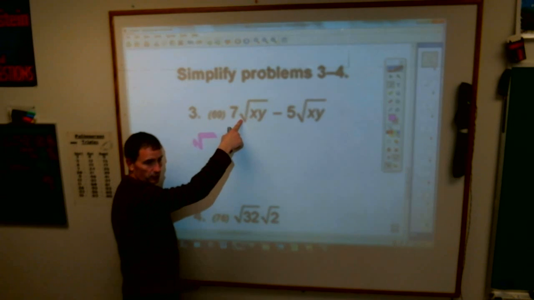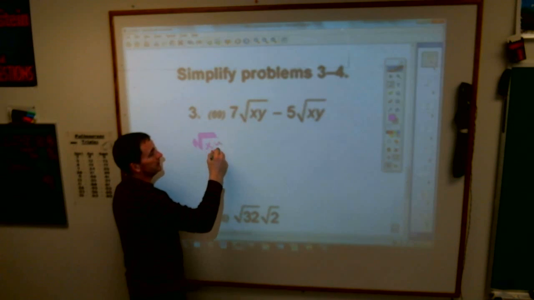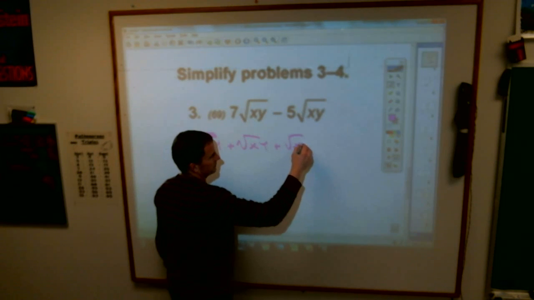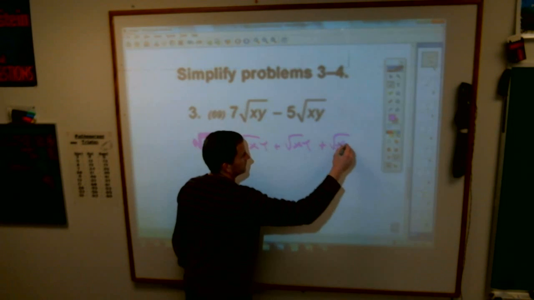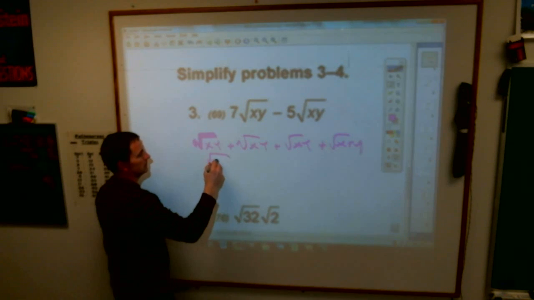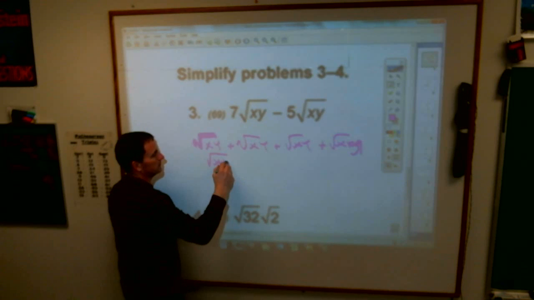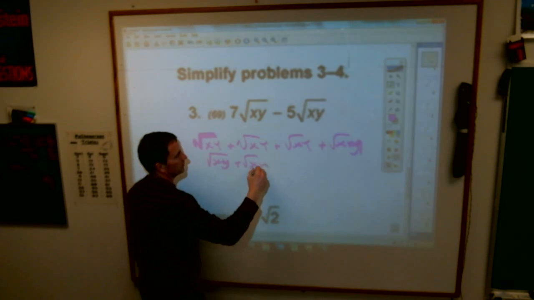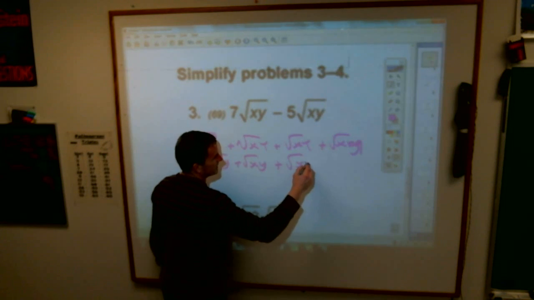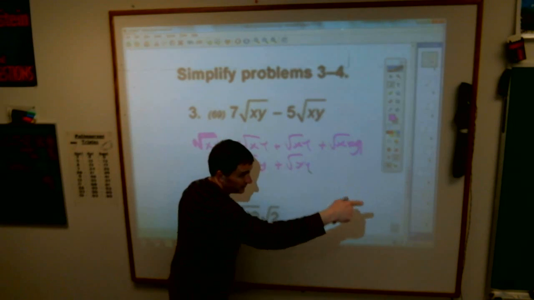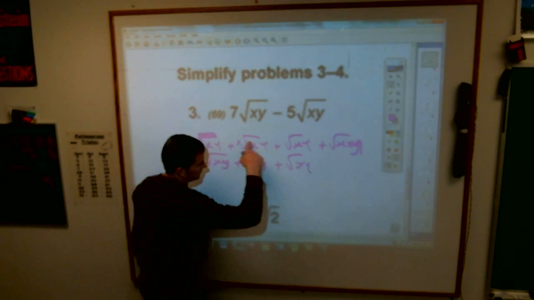7 times the square root of xy means I have 7 positive xy's here. Sorry, it's xy, not x plus y. Plus the square root of xy plus the square root of xy. That's what 7 times xy is, just like 7 times 6 is 6 plus 6 plus 6 plus 6, 7 times. 7 xy's is 7 xy's.